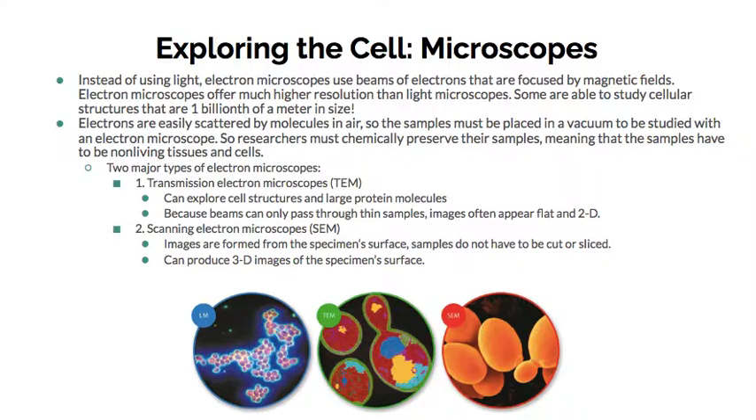So researchers must chemically preserve their samples, meaning that the samples have to be non-living tissues and cells for electron microscopes. So the 2 major types are transmission electron microscopes, or TEM, and scanning electron microscopes, or SEM. So here you can see a few different images. This one right here is the example of a light microscope, but that would be one that's stained. This one is a TEM, or transmission electron microscope, and this one is an SEM, or scanning electron microscope.